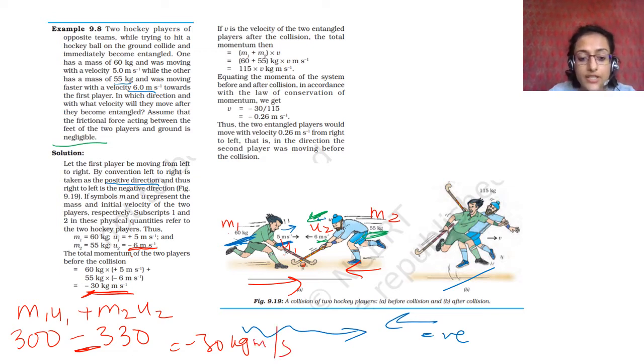ठीक है, ये इनिशियल वेलोसिटी है, इनिशियल मोमेंटम है. Okay, if v is the velocity of the two entangled players after collision, now क्या होगा? When they get entangled they become one system, like the girl and the cart, दोनों की velocity same होगी in the same direction. ठीक है, they become entangled, as they're working as a system, they will go in the same direction with the same velocity.